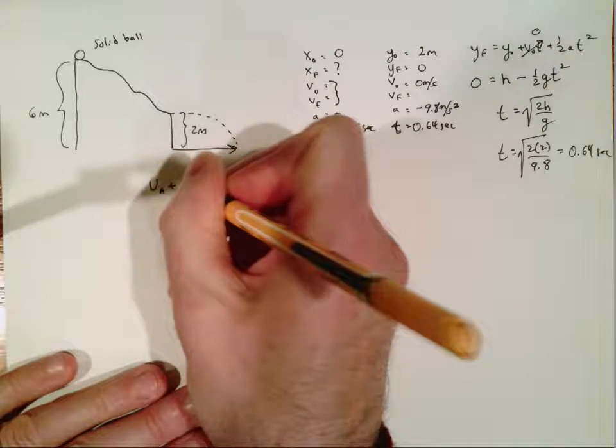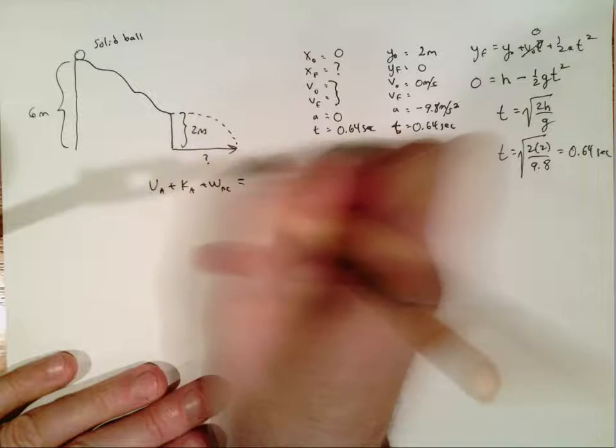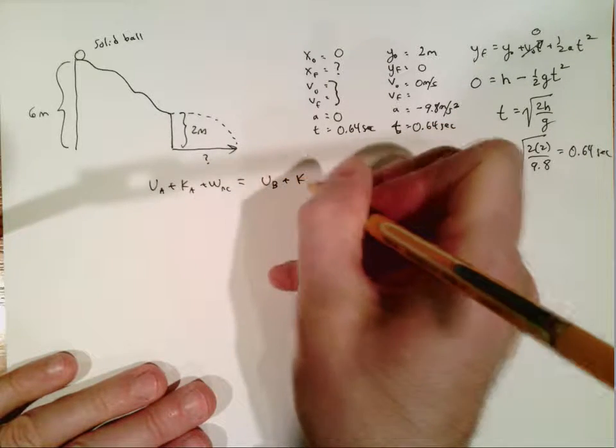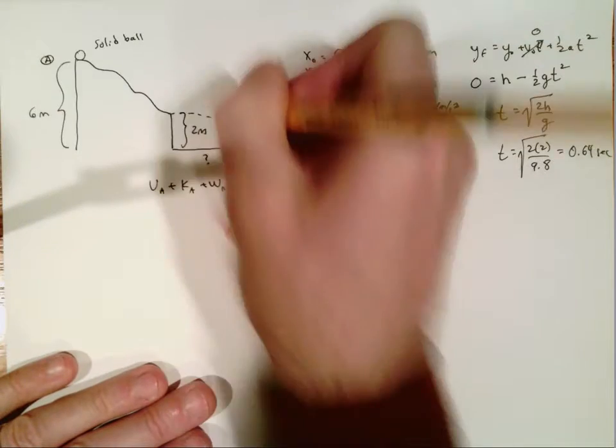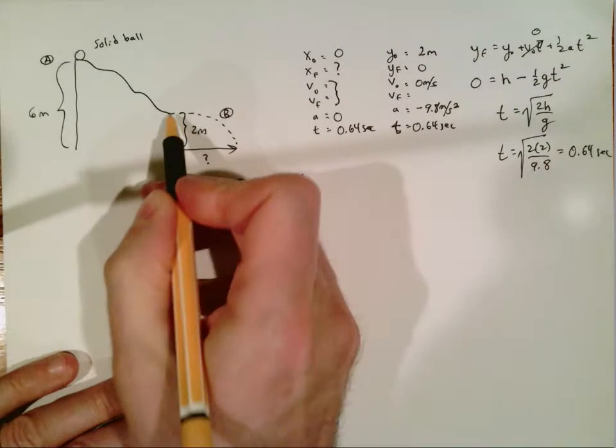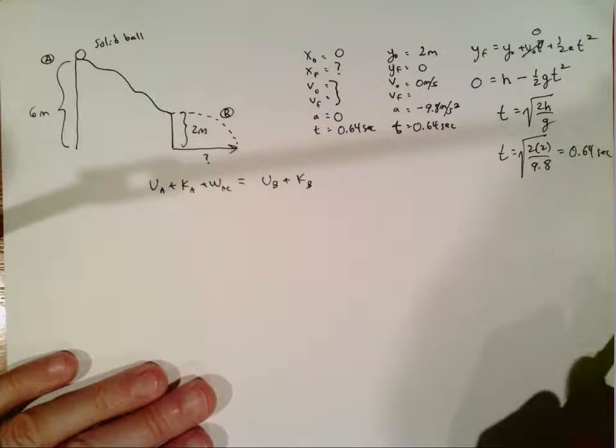So let's do it that way. I think it's really the only way that we can do it. I'm going to say that A is up here at the top. Let's say that B is down here where it's coming off the ramp. And then let's fill in the details.